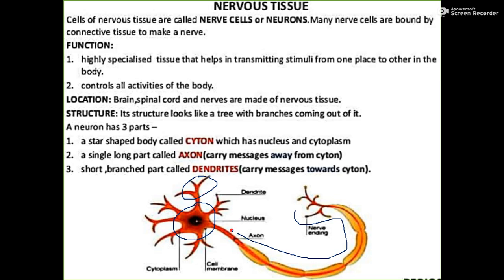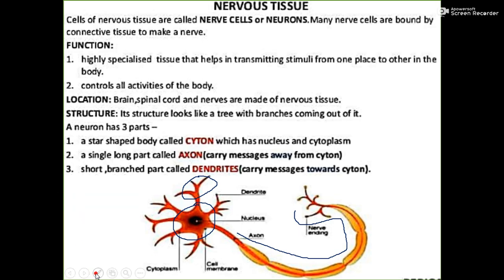Cytone is a star-shaped body which contains nucleus and cytoplasm. Axon is a long part of the cell, and small short parts are known as dendrites. The main function of the cell is to transmit the information. So information इसके पास आती कहाँ से? From any nerve, dendrites receive information from the environment and transfer it onward.